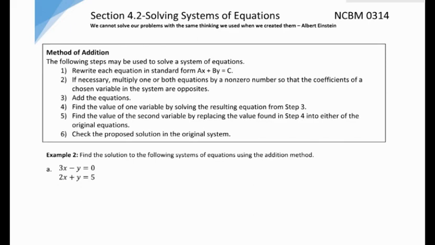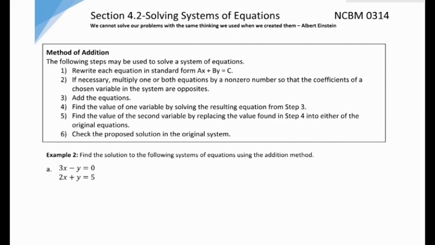That means that if my coefficient in my first equation is 3 for my x, on the second equation, it should be negative 3x. Then we add the equations. We find the value of one variable by solving the resulting equation from step 3. Then we find the value of the second variable by replacing the value found in step 4 into either of the original equations. And then we check our solution for the system.